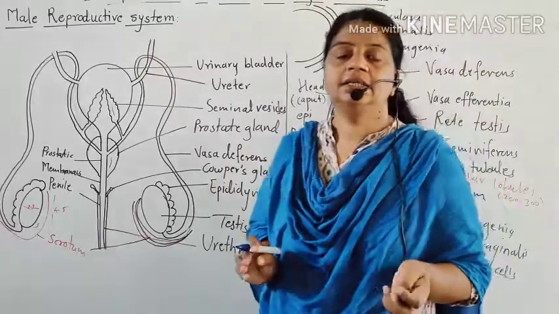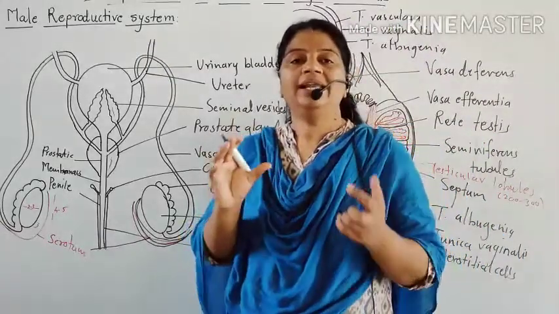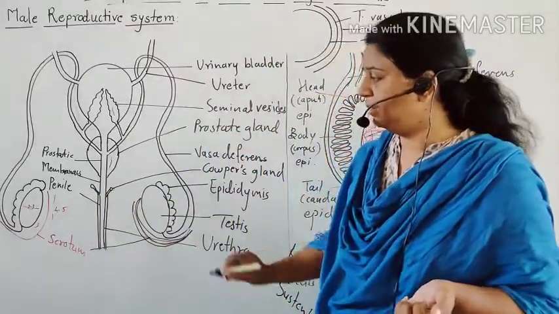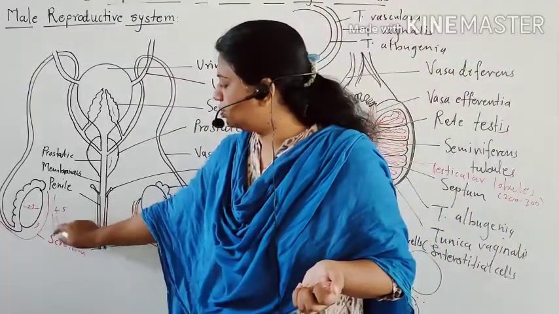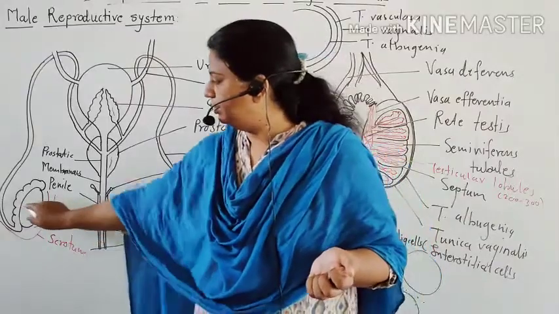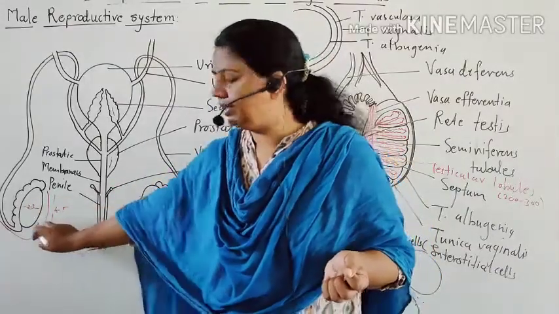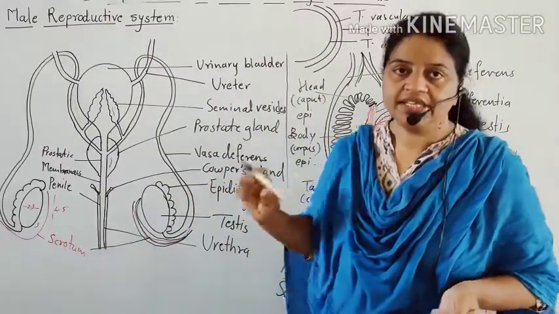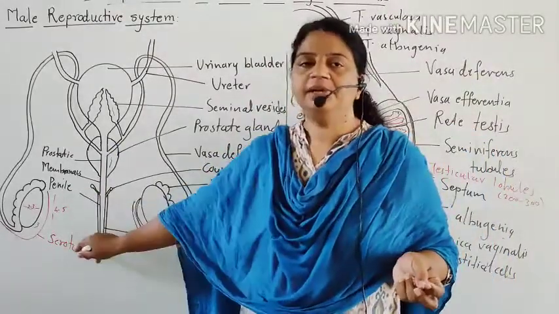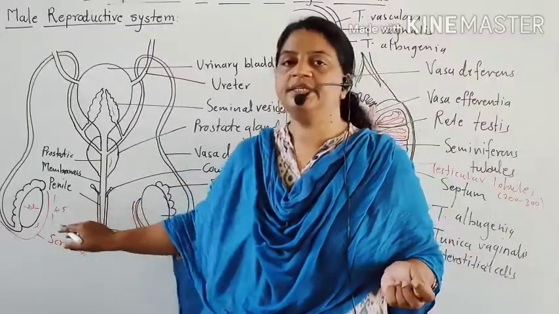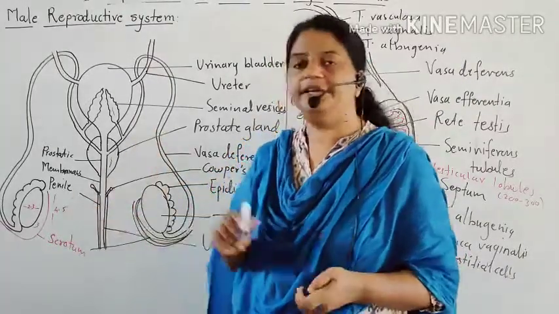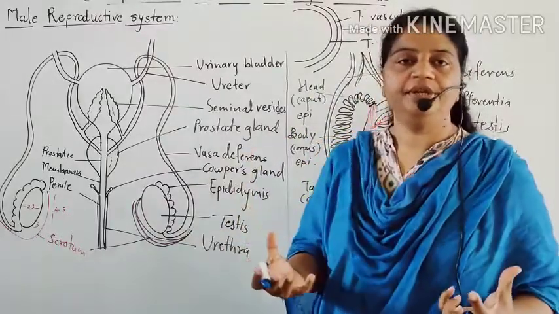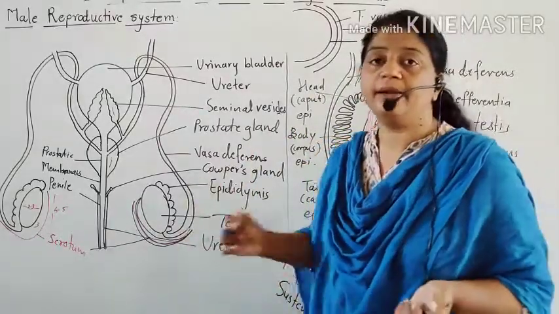The testes are oval in shape. Their length is 4 to 5 centimeters, width is 2 to 3 centimeters, and thickness is 3 centimeters. This is the size of the testes. Each testis is 4 to 5 centimeters in length, 2 to 3 centimeters in width and 3 centimeters in thickness, oval in shape, and situated in the scrotal sac outside the abdomen.